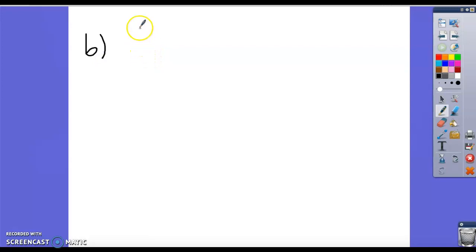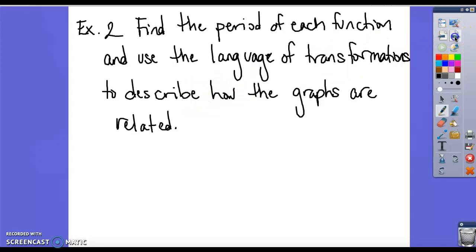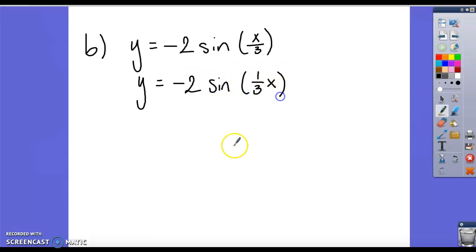Let's look at another one. Let's say that we have y equals negative 2 sine of x divided by 3. To figure out the period, I need to know the number in front of x, which means I need to rewrite this as y equals negative 2 sine of 1/3 x. 1/3 x is the same thing as x over 3. That means b, the number in front of x, is 1/3.